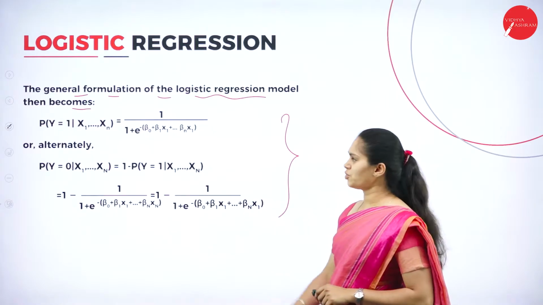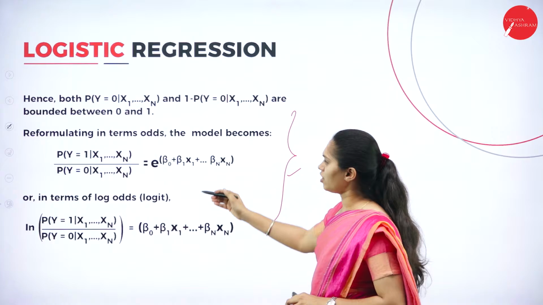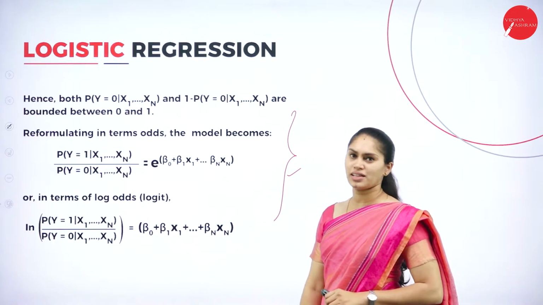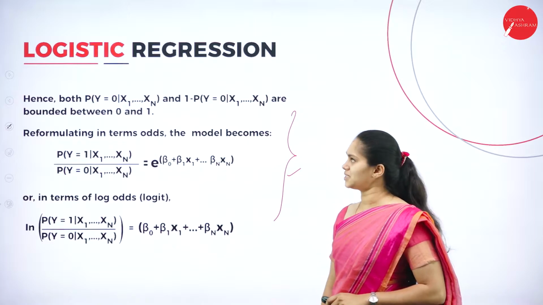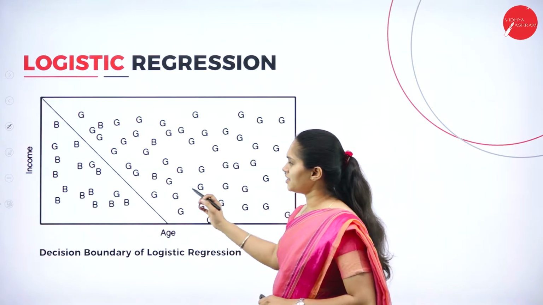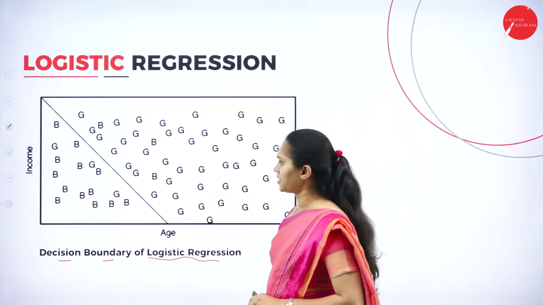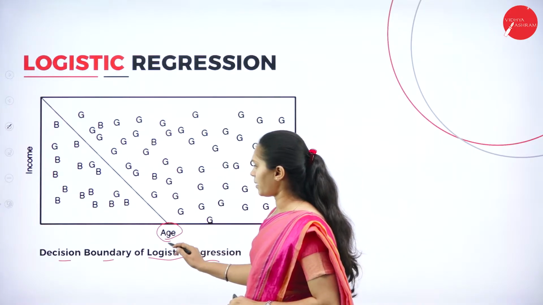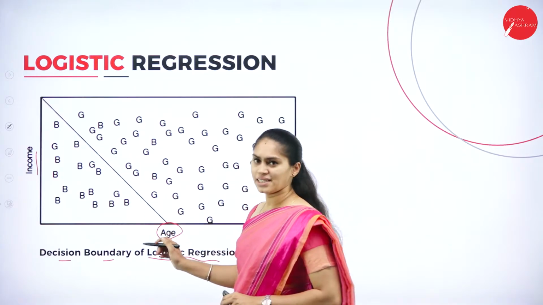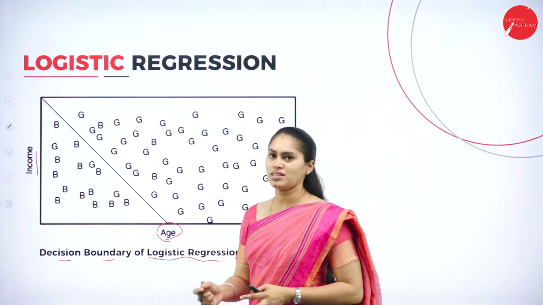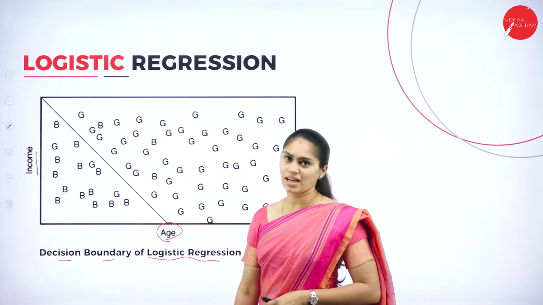So this formula can be further modified by taking an example of some parameters. Based on those parameters, this logistic regression will take place. So you can see the distribution here. Here is the decision boundary of the logistic regression. Here we are taking the parameters age and income. So here we can't predict that the values will be only between 0 and 1. It can be even greater than 1 or even lesser than 0.